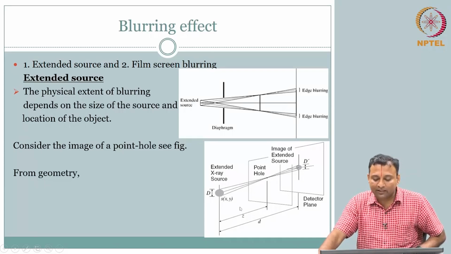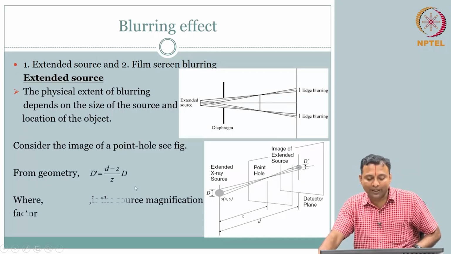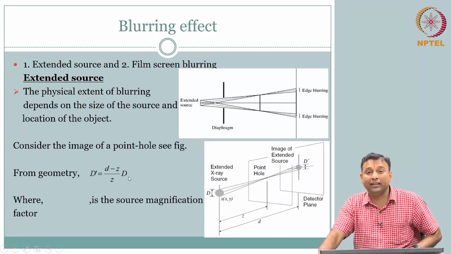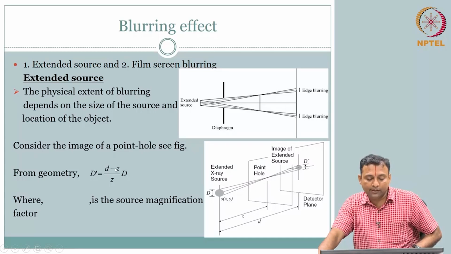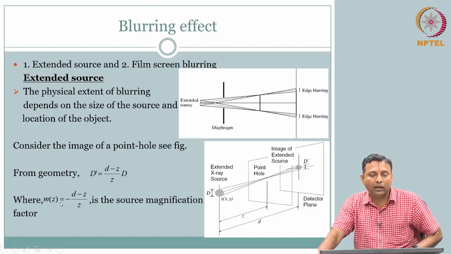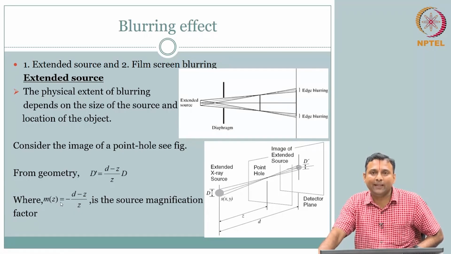So from the geometry that is given here, you could actually write out what D dashed is going to be. D dashed is going to be D minus Z by Z times your capital D. So what is this D minus Z by Z? You can write that as your magnification, the source magnification factor.